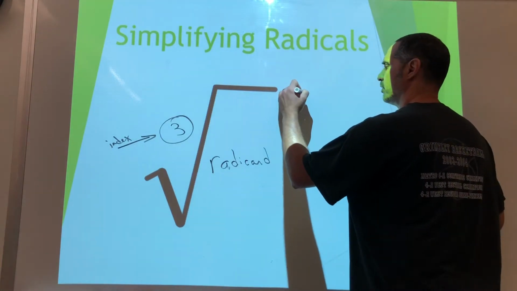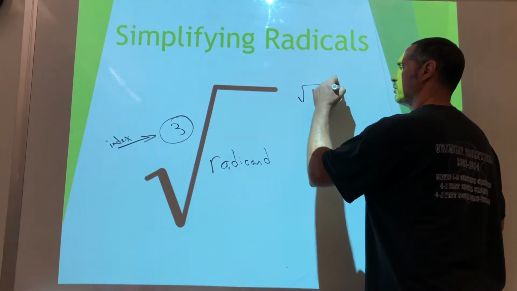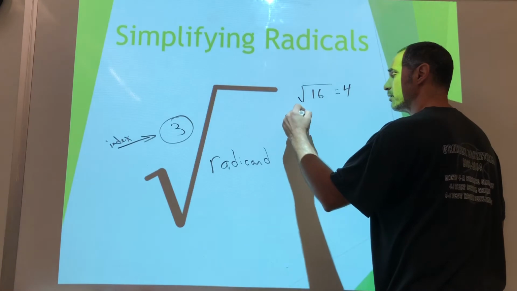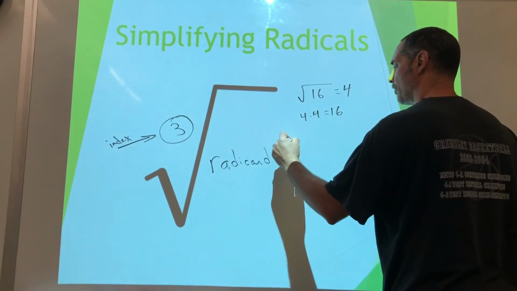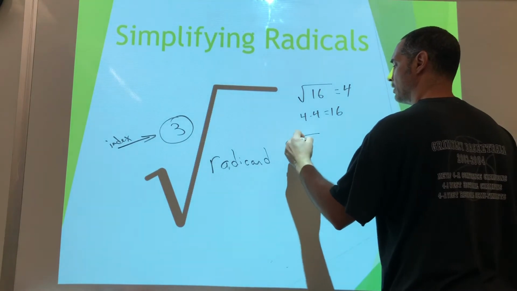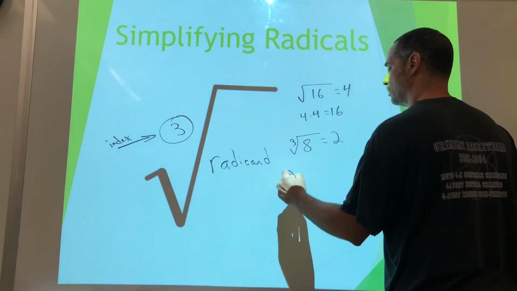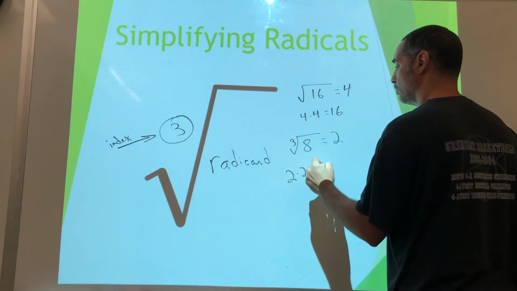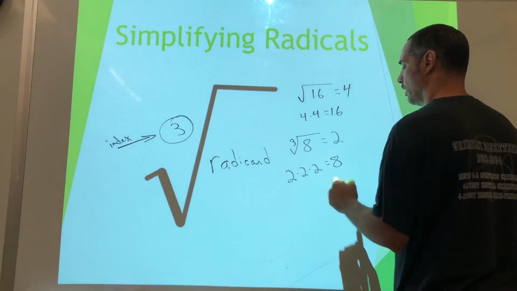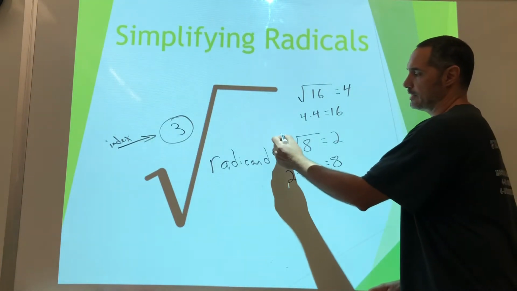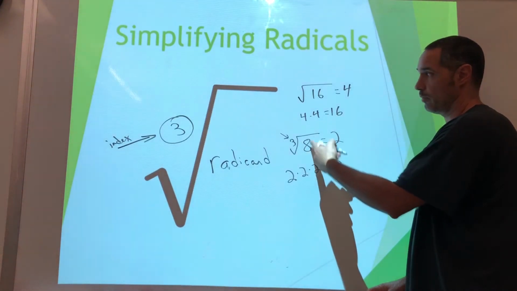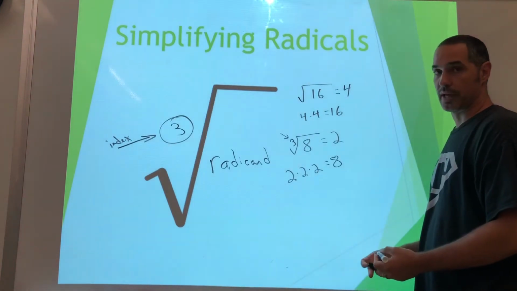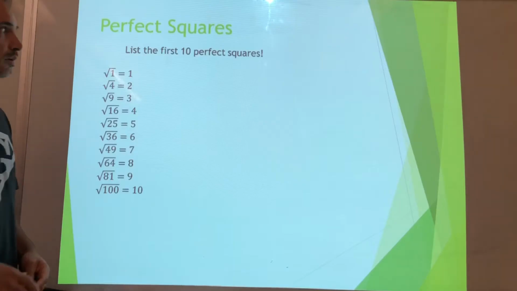So like the square root of 16 is equal to 4 because 4 times 4 equals 16. Well, the third root of 8 equals 2 because 2 times 2 times 2 is equal to 8. And so this index tells me that I'm looking for a number multiplied by itself 3 times that gives me that. When there's not a number, we know that that's called a square root.